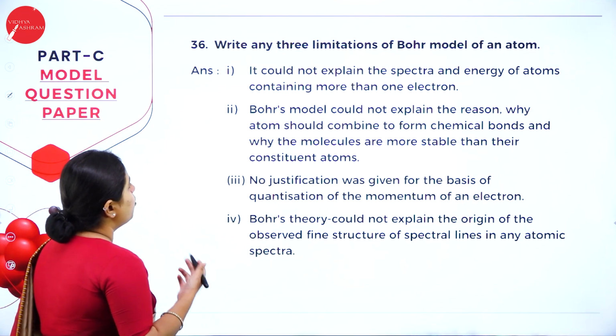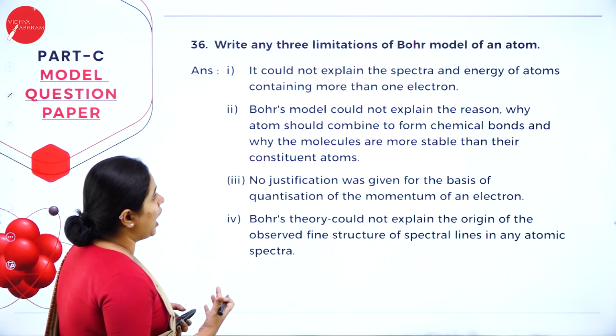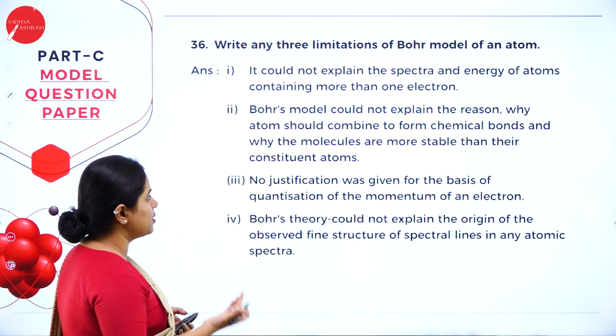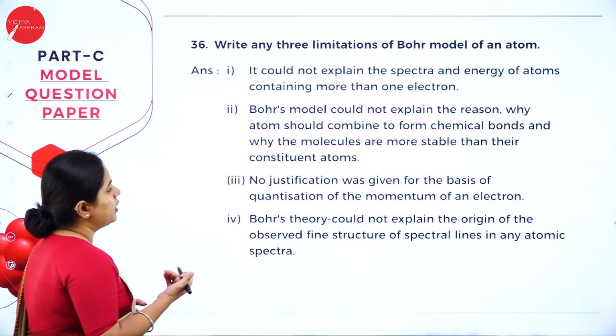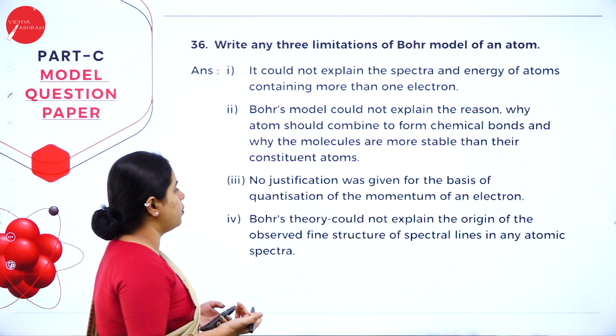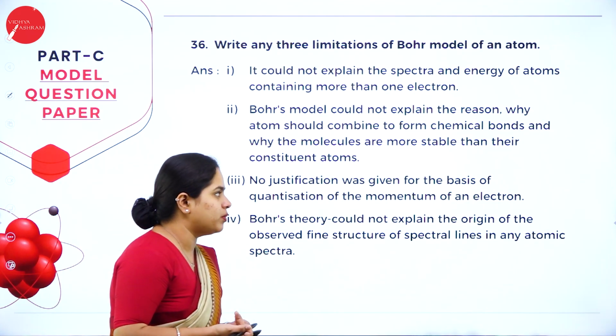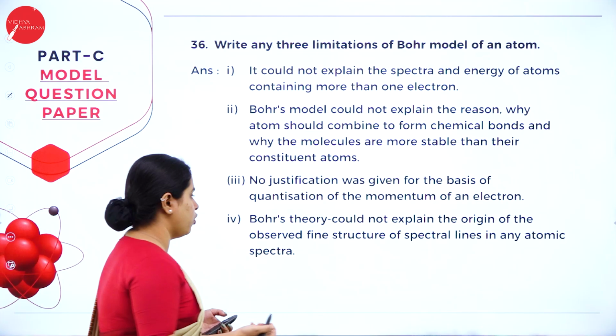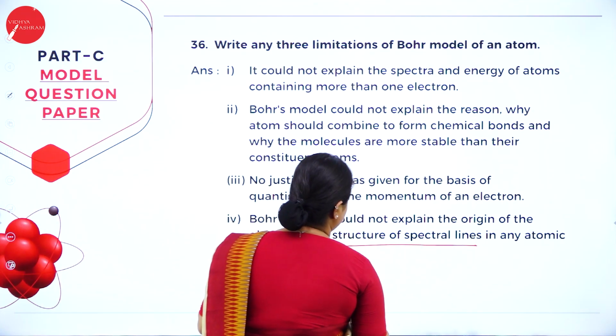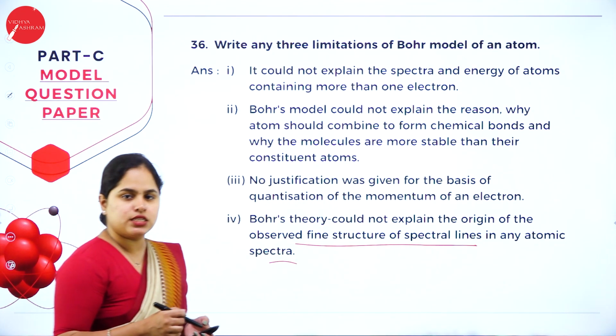That's the first one. Bohr's model could not explain the reason why atoms should combine to form chemical bonds and why molecules are more stable than their constituent atoms. Next one. No justification was given for the basis of quantization of the momentum of an electron. Bohr's theory could not explain the origin of observed fine structure of spectral lines in any atomic spectra.